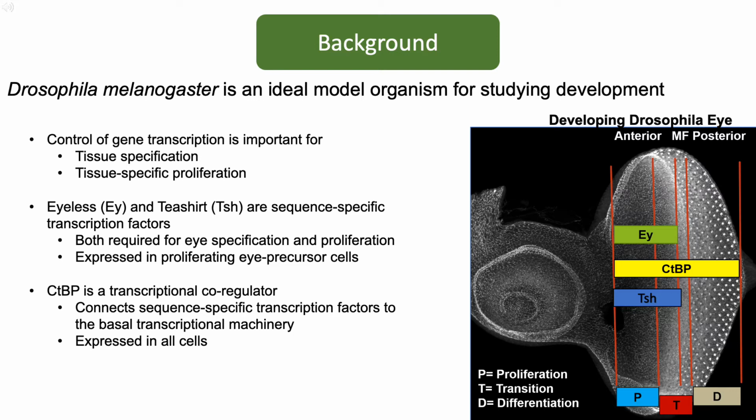However, in between them, we see the expression of CtBP, that C-terminal binding protein, which functions as their transcriptional co-regulator, and it works to attach transcriptional machinery to these sequence-specific transcription factors in order to regulate transcription during development. But we see that here it's expressed throughout the entire eye disc.